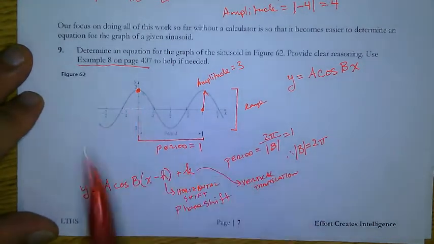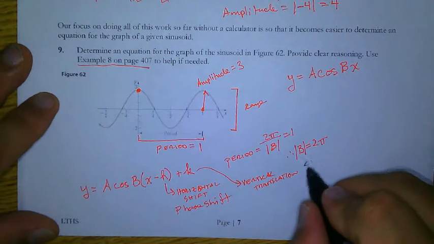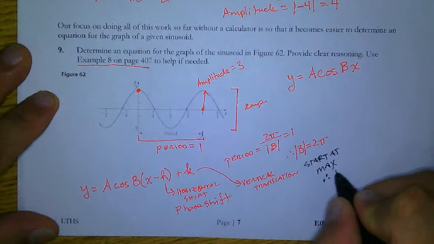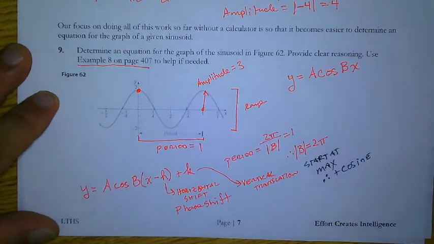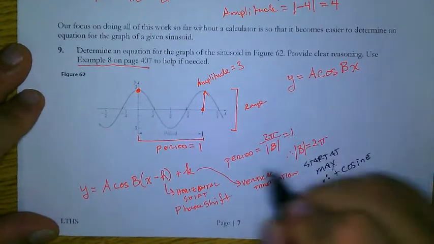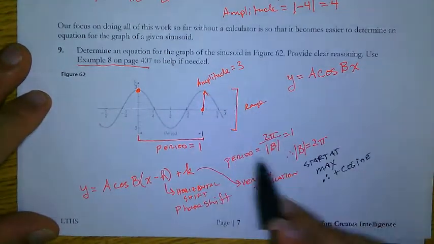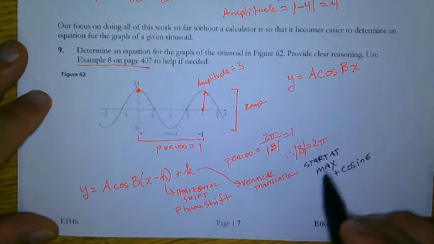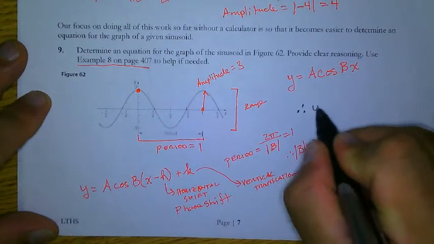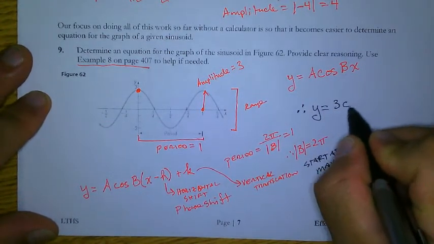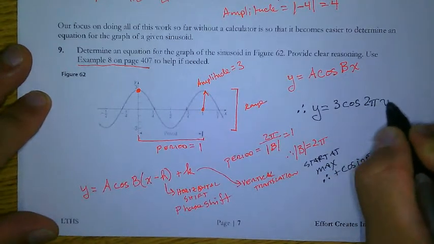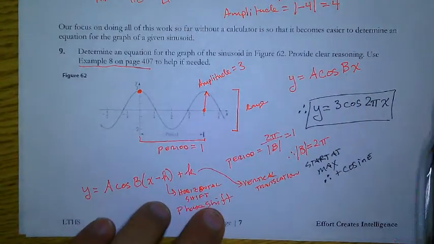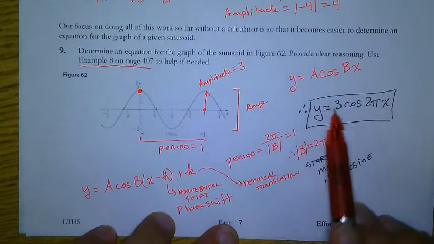I start at a maximum, so I'm thinking positive cosine, and putting all that together with the amplitude of 3, the period of 1, which gives me the horizontal compression, starting at a maximum, I know that my equation is y equals 3 cosine of 2 pi x.